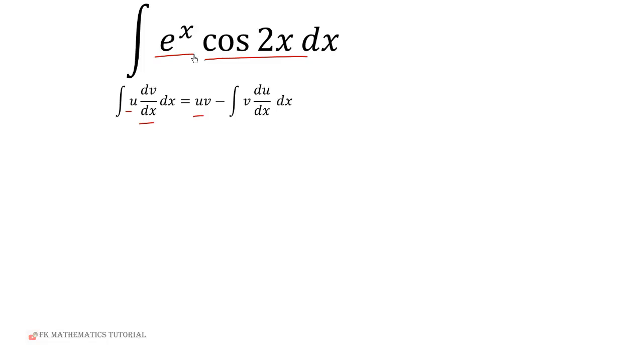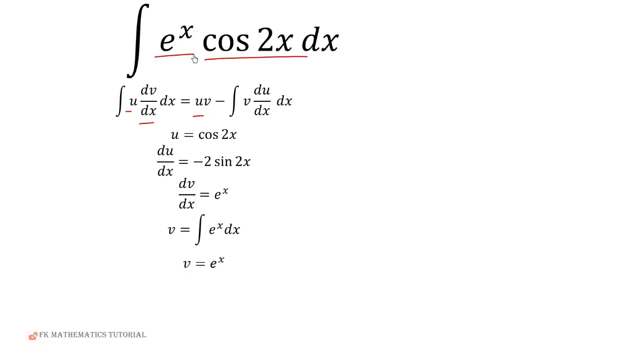So let's begin. We let u equal cos 2x, then we find du/dx, which is negative 2 sine 2x. Then we let dv/dx be equal to e to the x. And then the integral of both sides will give us v equal to e to the x. Let's ignore the constant of integration for now.